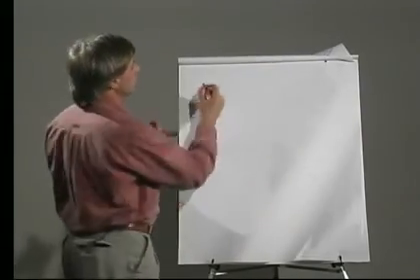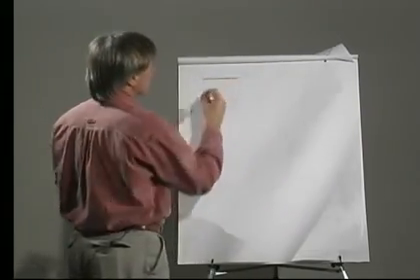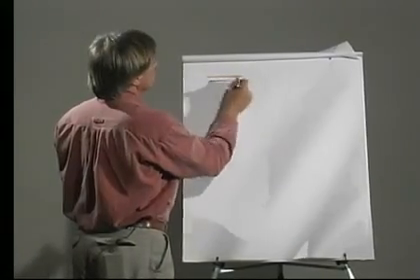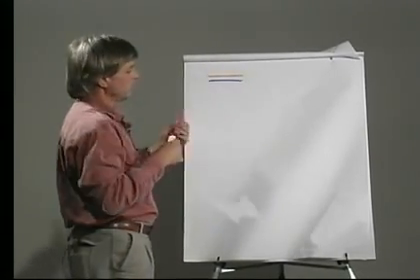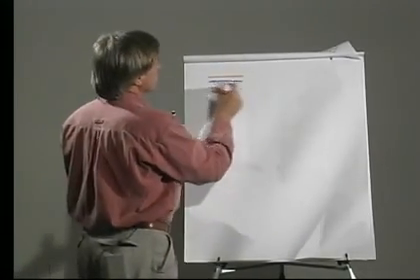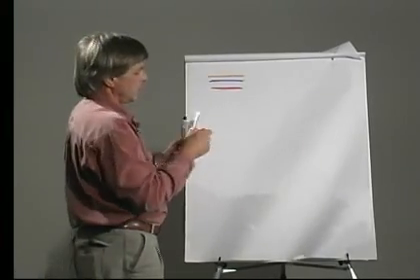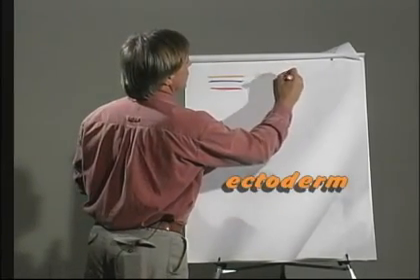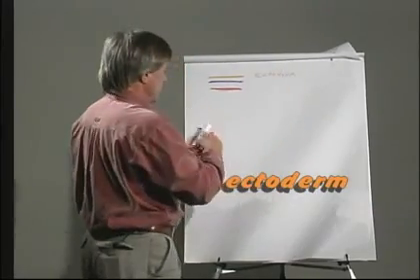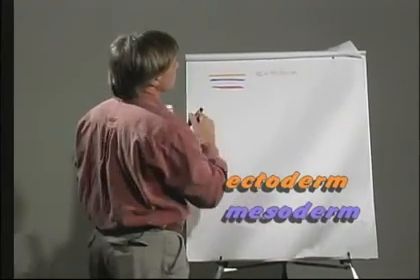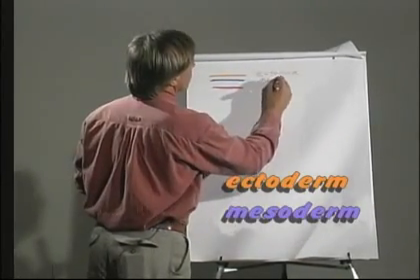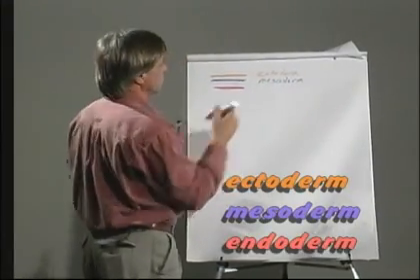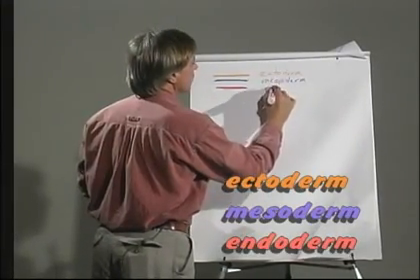a triple layer arrangement. A layer on the top, a layer in the middle, and a layer on the bottom. And these are called, they're obviously touching each other, these are called the ectoderm, the mesoderm, and the endoderm.